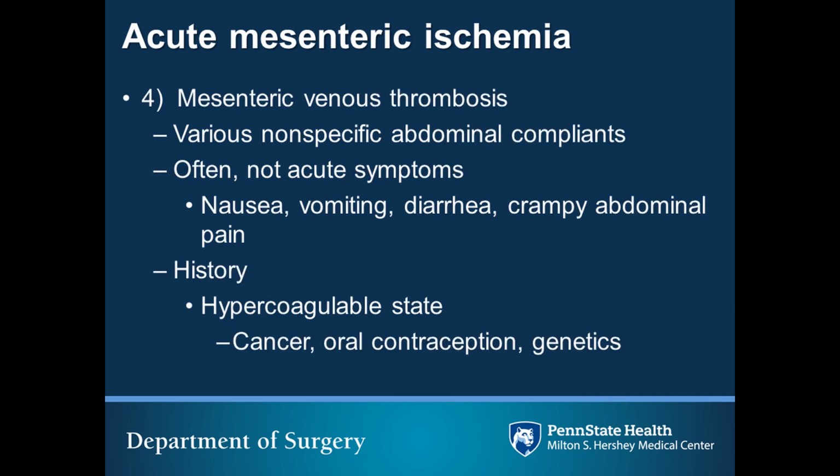The final subtype of acute mesenteric ischemia is mesenteric venous thrombosis. This also presents differently than the classic sudden abdominal pain and actually can be associated with various nonspecific abdominal complaints, including nausea, vomiting, diarrhea, and crampy abdominal pain. The history in these patients often leads to identification of a hypercoagulable state, whether that be from cancer, oral contraceptives, or a genetic predisposition to clotting.